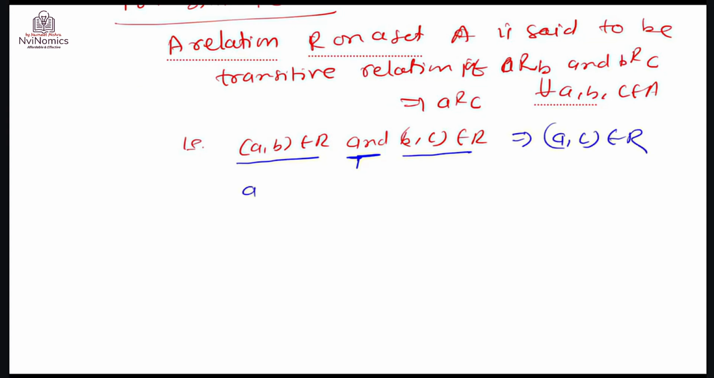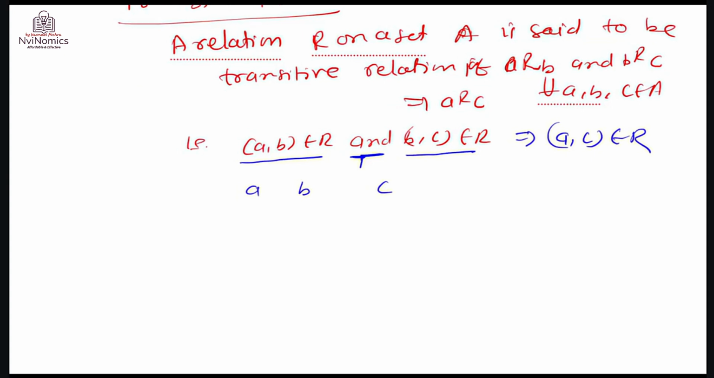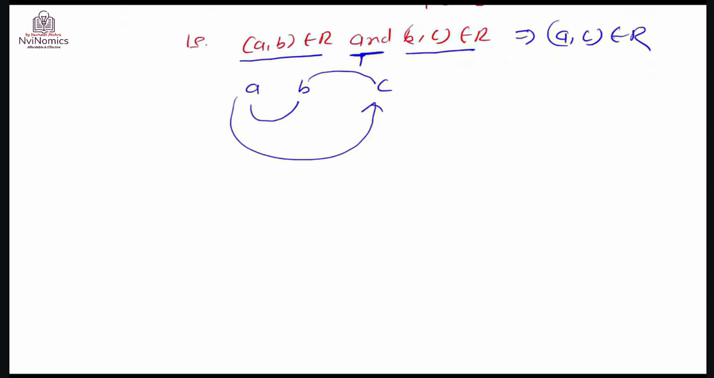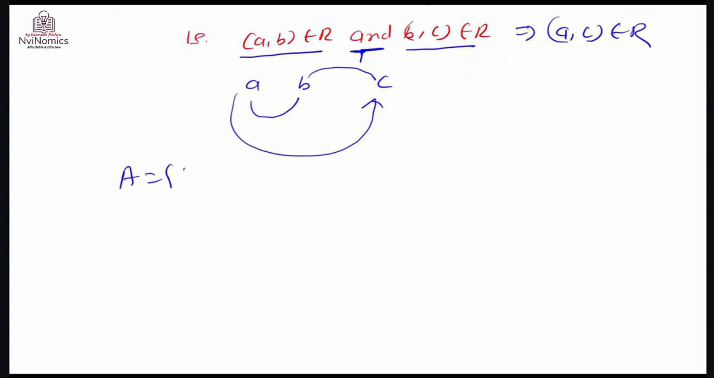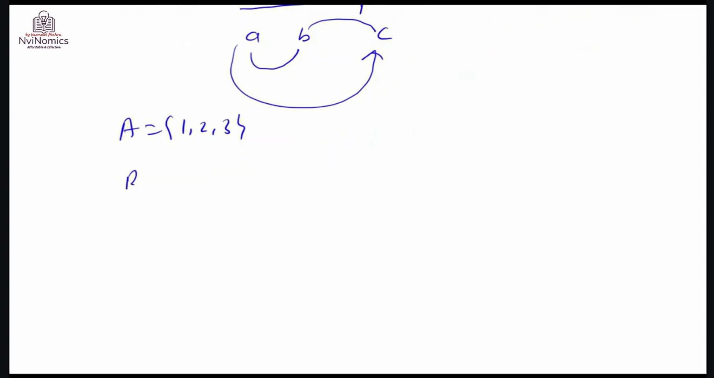देखो A, B and C. ये क्या कह रहा है? A B से related है, B C से related है, then A must be related to C. It is called transitivity. Now take an example 1, 2 and 3. Fine. So here R1 is going to be equal to {(1,2), (2,3), (1,3), (3,2)}.